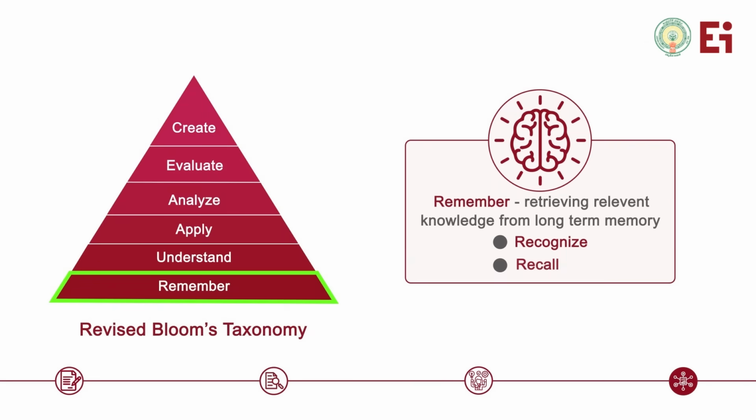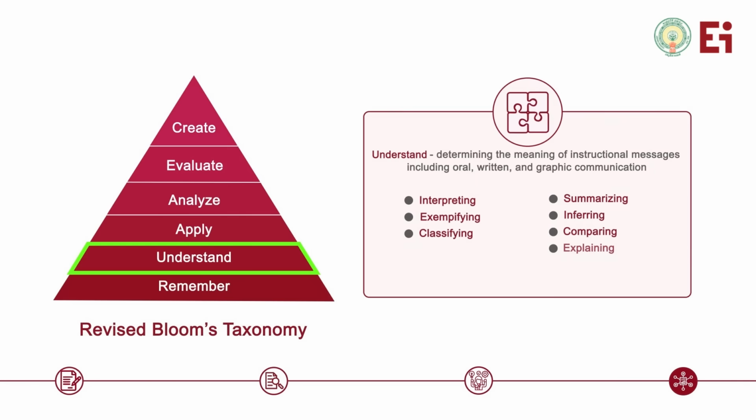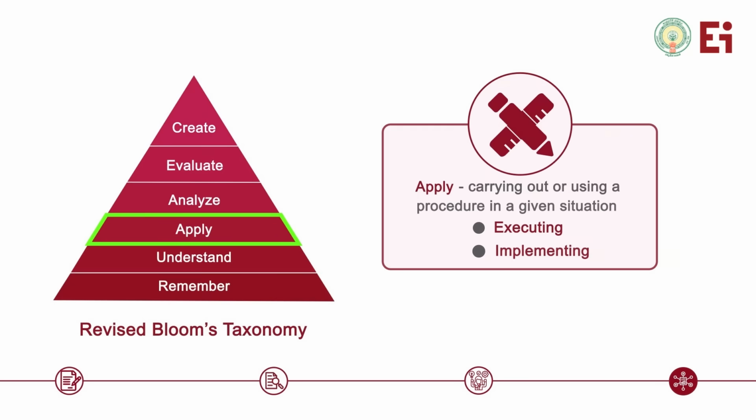Before going to the next level, let us see the finer details Krathwohl and his team have added to each of these 3 bottom categories. They have defined remember as retrieving relevant knowledge from long-term memory. Understand has been defined as determining the meaning of instructions provided in different forms such as written, oral, graphic communication. Understanding can be shown in different ways. You can pause the video to read the details. Now coming to apply level, it has been defined as carrying out a procedure in a given situation, that is, to execute or implement something in a given context.